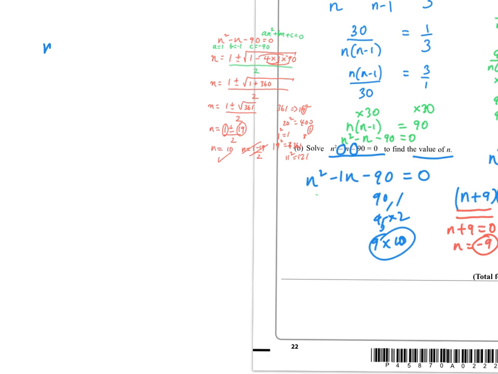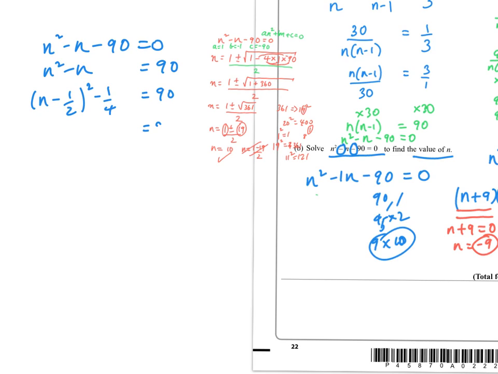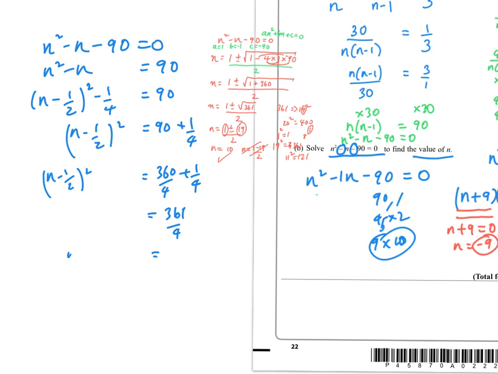And then the last way, and if you don't want to watch this, then just skip to the next one. Complete the square: add 90 to both sides, complete the square, add the quarter, and then you've got n minus a half squared is 360 quarters plus 1 quarter, which is 361 quarters. And then n minus a half would be plus or minus the square root of 361 quarters, which is 19 halves. So add a half to both sides, and you get the same thing going on here as you did before.